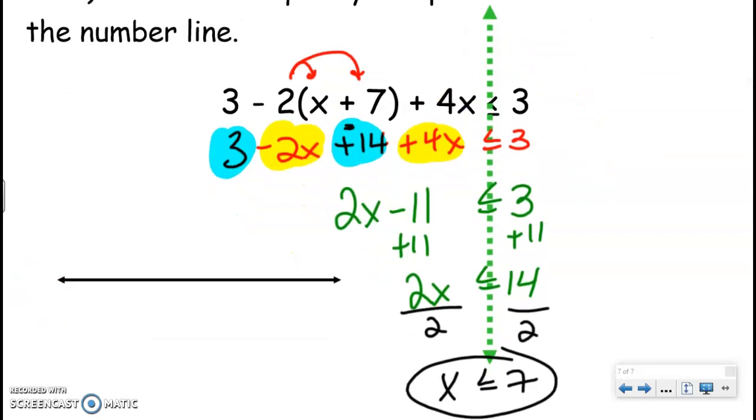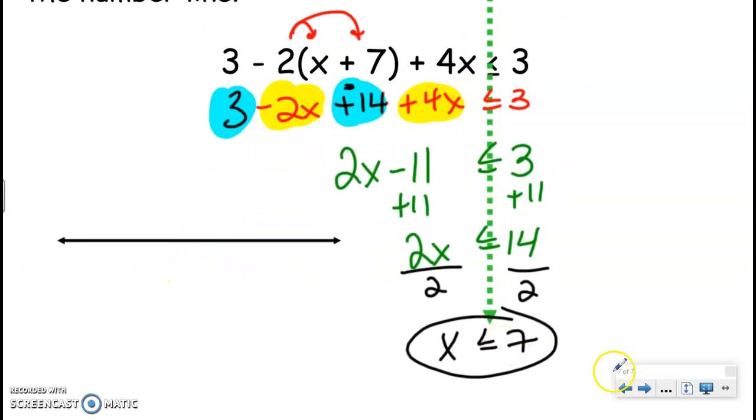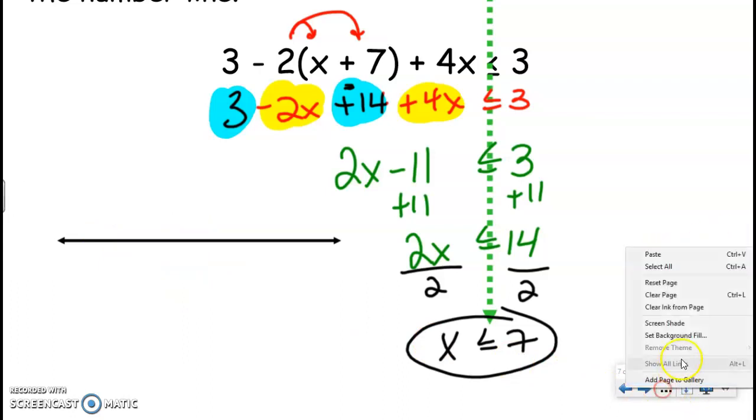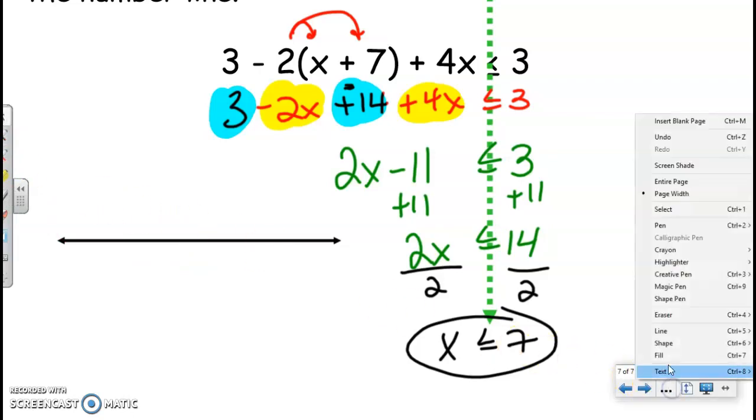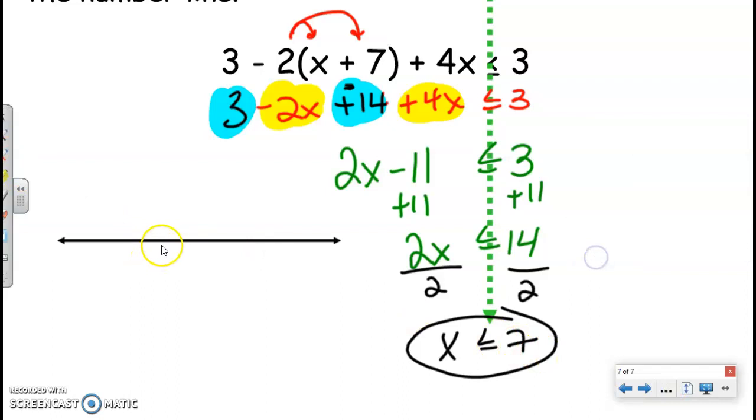I'm going to bring this down over here, just give myself some room. That didn't work. Weird. When we graph this, we're going to put a 7 in the middle here, and it won't let me do that, so I'm not sure what's going on. There it goes.